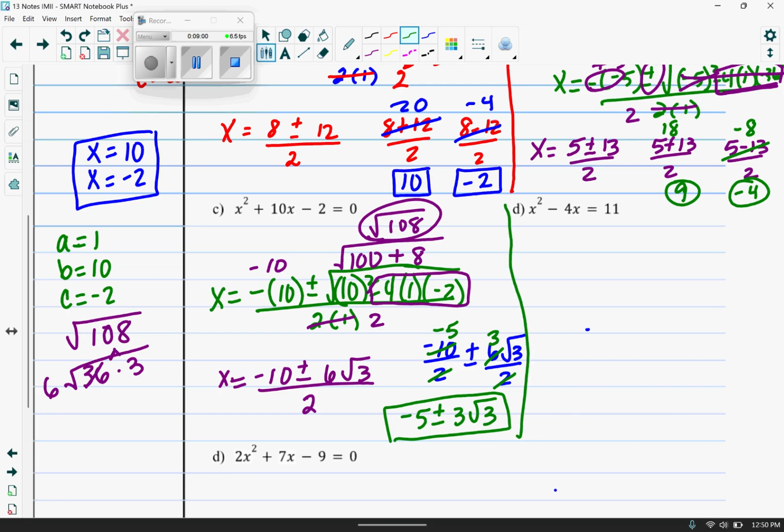And now we have D. On D, put it in order first. So I'm going to have x squared minus 4x minus 11 equals 0. A equals 1, B equals negative 4, and C equals negative 11.